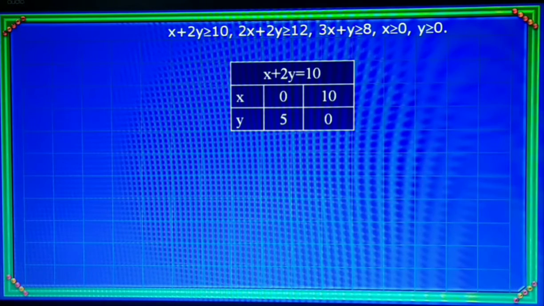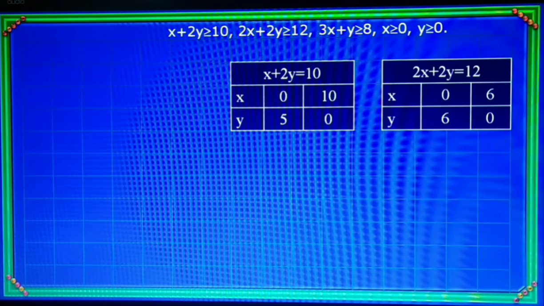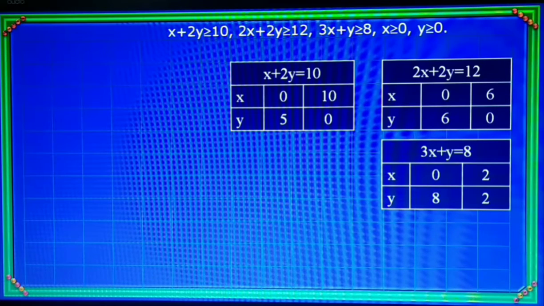The equation from the second inequality is 2x plus 2y is equal to 12. When x is equal to 0, y is equal to 6. When y is equal to 0, x is equal to 6. The corresponding equation of the third inequality is 3x plus y is equal to 8.